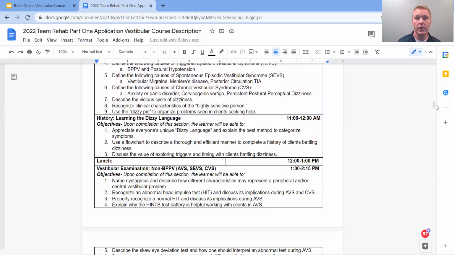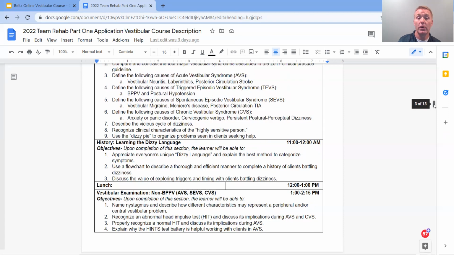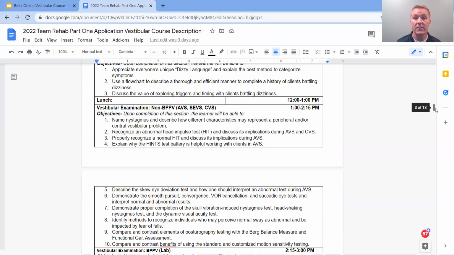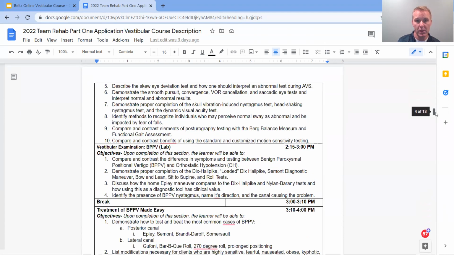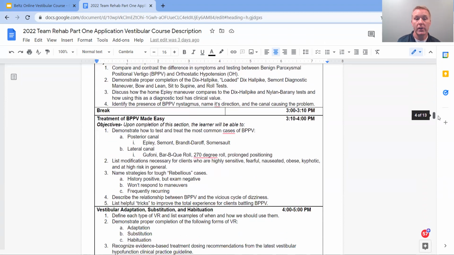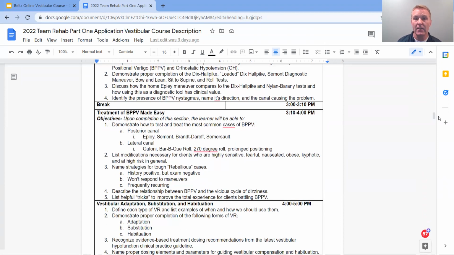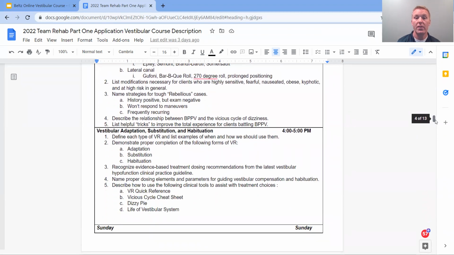We're going to cover the history-taking process, key questions to ask. We're going to follow an algorithm of how to take a good history. Then we are going to learn how to do a vestibular examination for patients who we do not believe have BPPV. We are going to learn how to do a vestibular exam for people who we do believe have BPPV. We're going to cover how to treat patients with BPPV and how to provide treatments for all the other types of dizziness that we see. So we're going to cover all of that first within the first 7 or 8 hours.